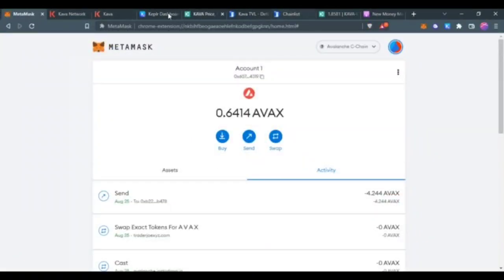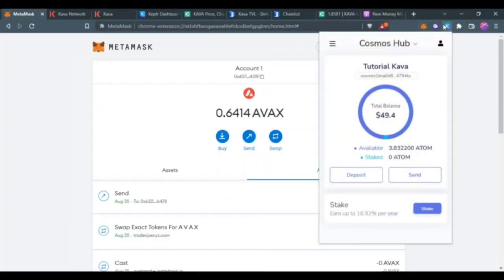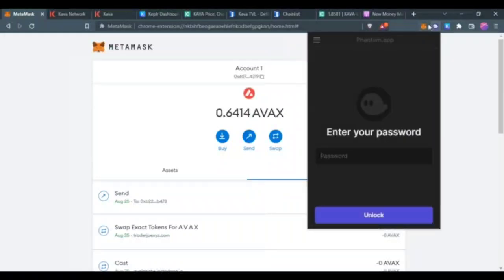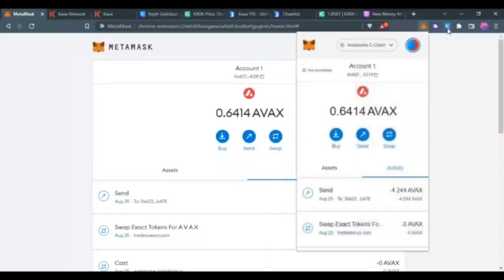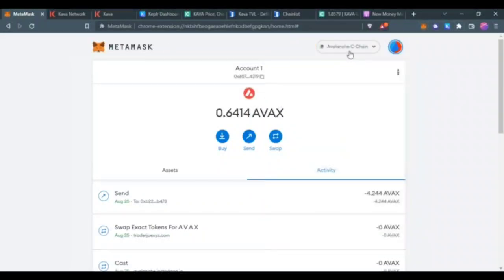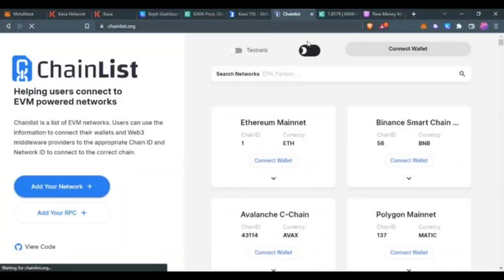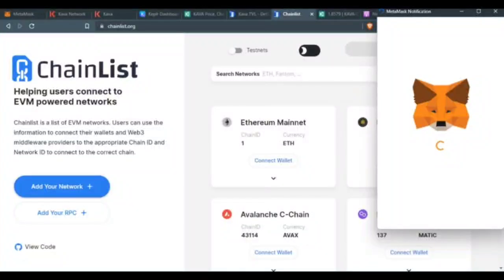Now, once you have gotten that wallet downloaded, it's going to pop up here in the right hand corner, just like any of the other wallets we've utilized in the past, whether it was the Phantom wallet or the MetaMask wallet. We're also going to be using the MetaMask wallet today as well, though not on the Avalanche network. What we are going to do is use chainlist.org, which allows individuals to connect and add other Ethereum Virtual Machine powered networks to their MetaMask wallet in order to interact on those specific networks.